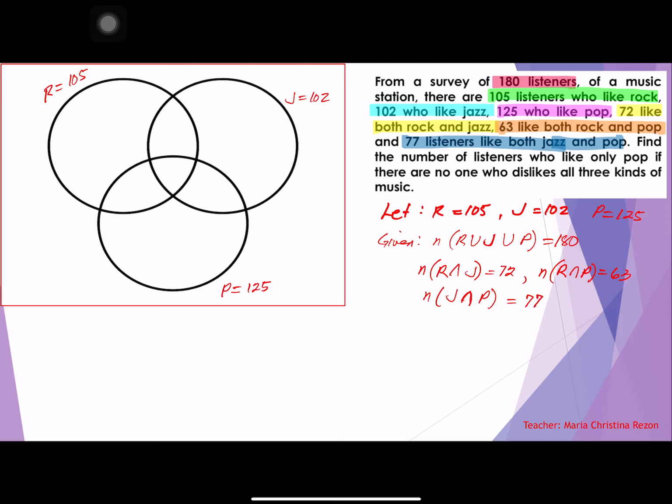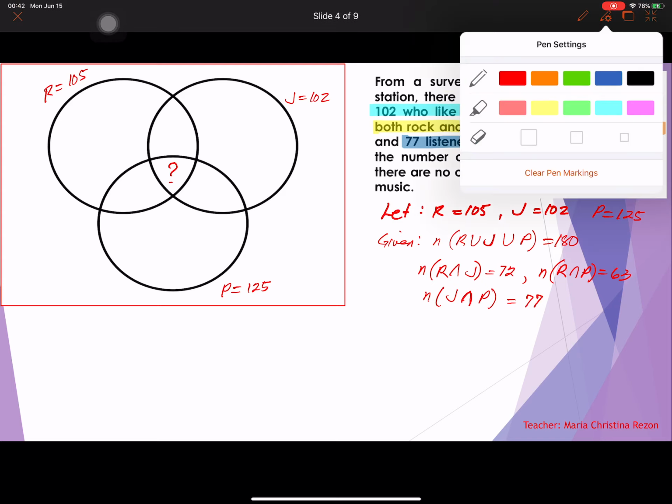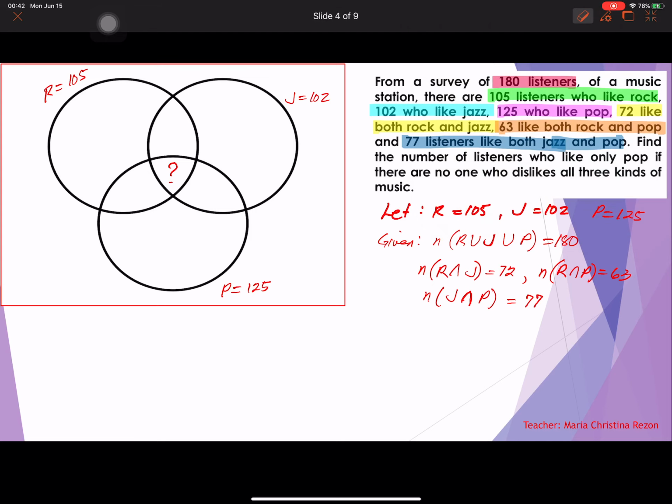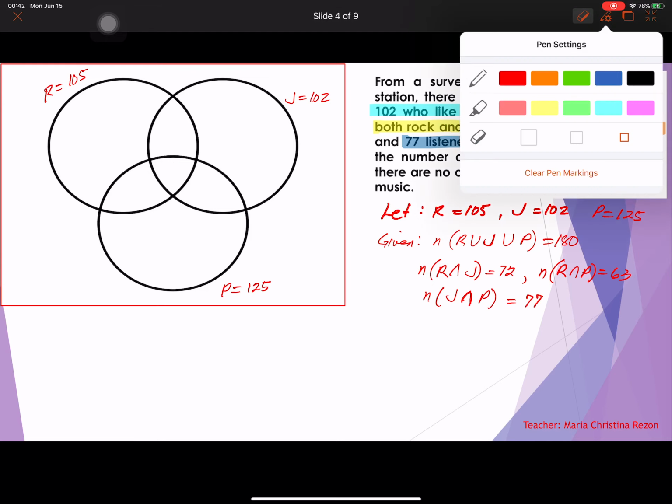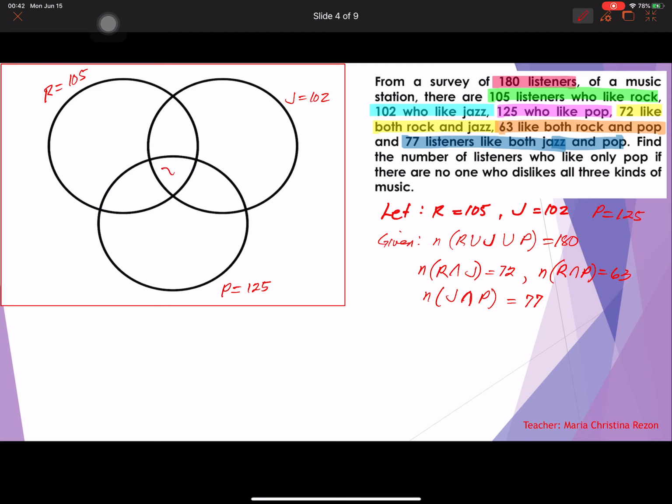So with all this information, you have the givens and you have a representation there. We do not know actually what this part here is, the intersection of all three. So to represent that, we will represent that with x. Okay, so that is your x there.